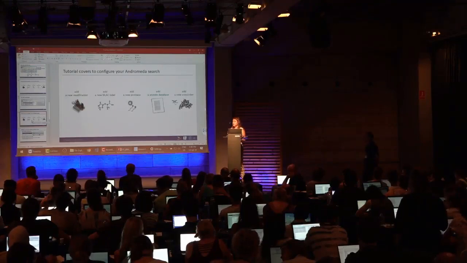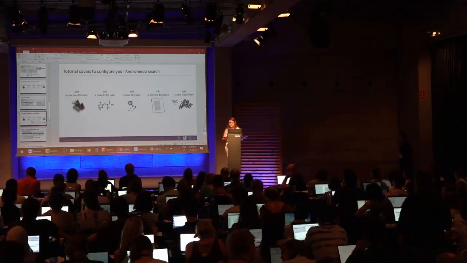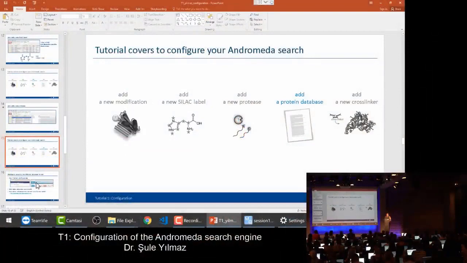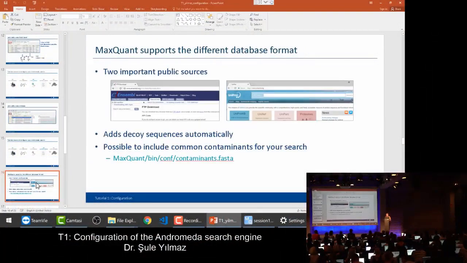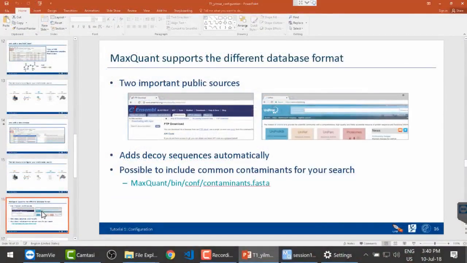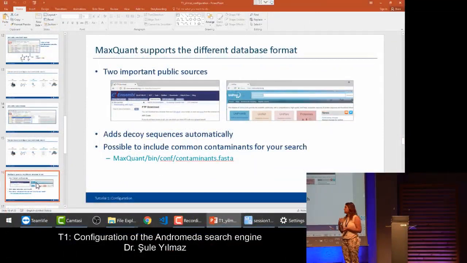Okay, so now we add the protein database. There are two important public sources for databases: one is Ensembl, and the other one is UniProt. If you have any question, we have an attendant, Emmanuel Alpi, who can help you. The main difference between these two is that Ensembl is more gene-oriented, so you may have some more protein pseudogenes there, while UniProt is better synchronized.